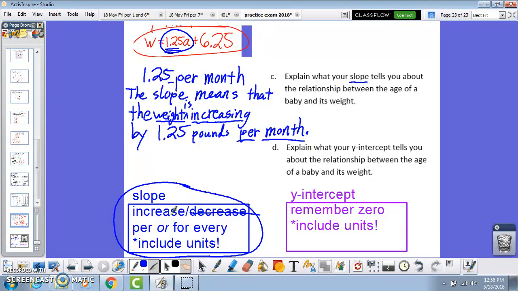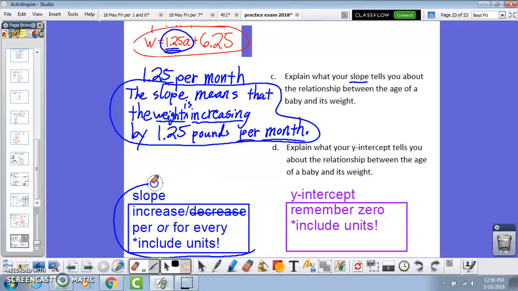And if I want to make this even better, I could say the slope means that a baby's weight increases by 1.25 pounds per month. But if you were to write this, this is definitely a proficient answer and shows you understand what the slope means in this context. Okay, so the y-intercept.